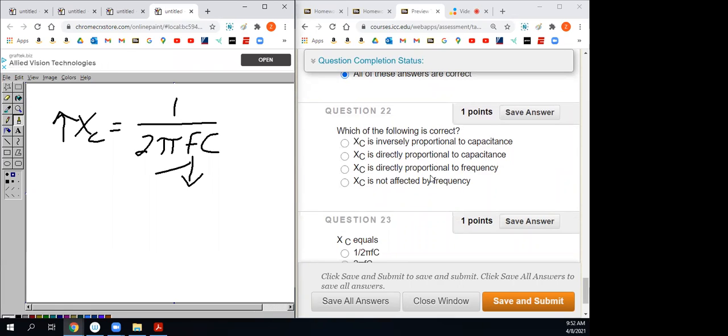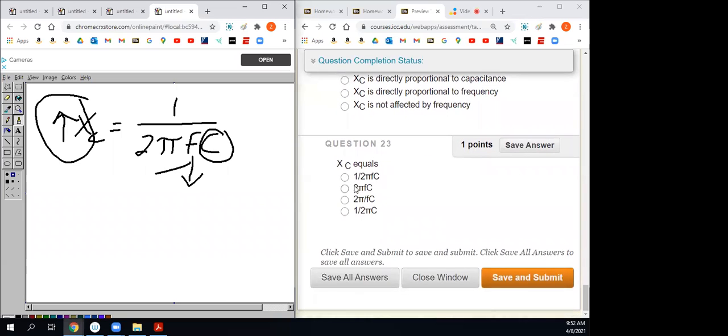Which of the following is correct? Capacitive reactance is inversely proportional to capacitance. That's true, right? Same thing. Capacitive reactance right here, inversely proportional to capacitance. Yep. So you need to read the rest of them. X sub C equals 1 over 2 pi FC.